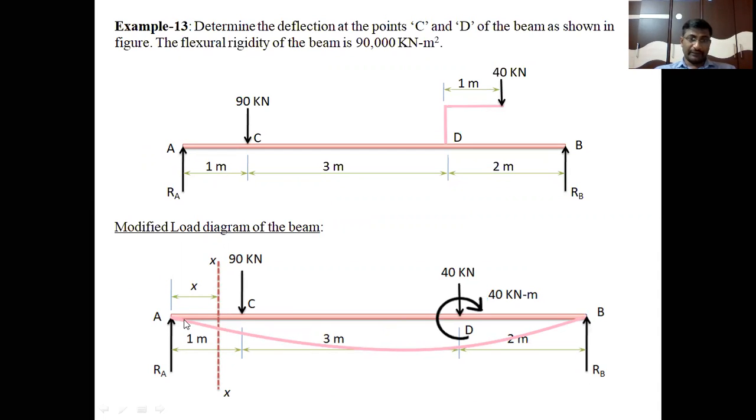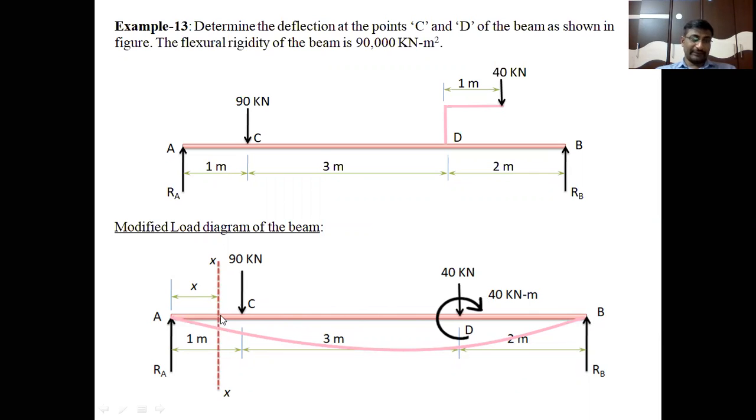Once again, look at this diagram. After applying the load, the beam bends like this. Beam deflects like this. After deflection of the beam, the position of A and the position of B do not change, and that means deflection at point A and deflection at point B is 0.